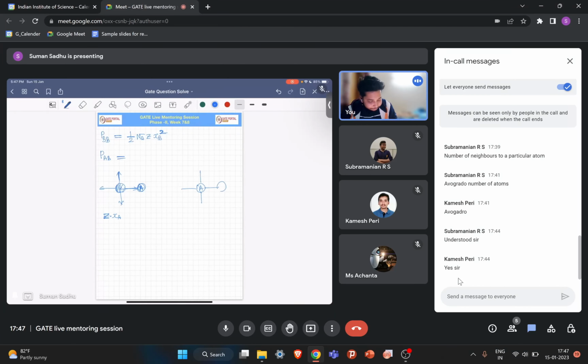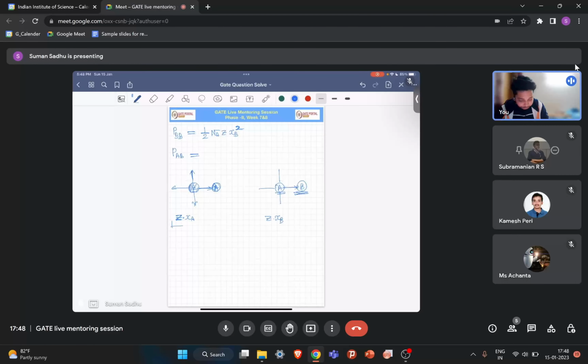But if you consider any A atom, then it will be surrounded by total Z number of atoms, right? Now if you are talking about probability of finding any B atom nearest to this A atom, this will be mole fraction of B atom. So when you are talking about probability of finding any atom, that atom's mole fraction you have to multiply. Similarly, this is your probability of finding AB type of bond. Now total how many number of AB type of bond will be there?